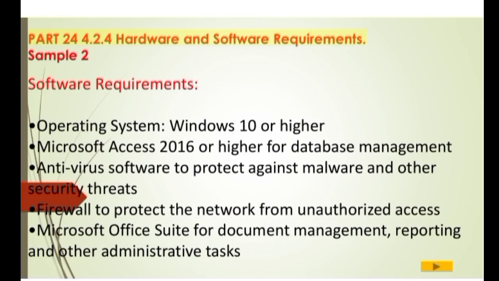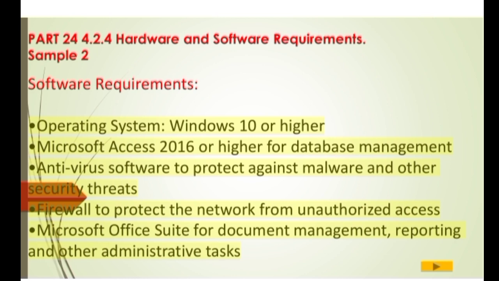Part 24, 4.2.4 Hardware and Software Requirements. Sample 2. Software requirements. Operating system: Windows 10 or higher. Microsoft Access 2016 or higher for database management. Antivirus software to protect against malware and other security threats. Firewall to protect the network from unauthorized access. Microsoft Office Suite for document management, reporting and other administrative tasks.